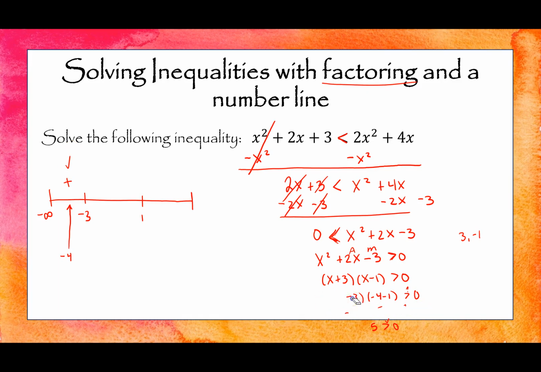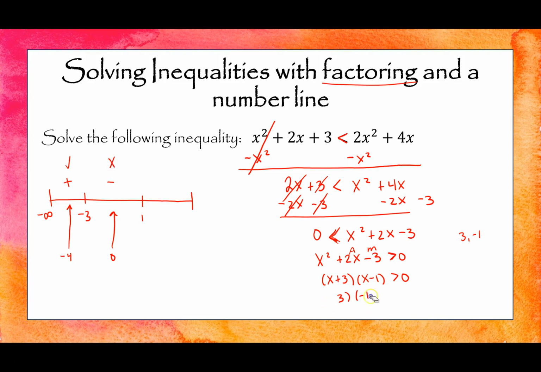Now we need to choose a different value that is in the following interval right here. I would choose 0, but you could choose anything in between minus 3 and 1. So plugging in 0 here, I get 0 plus 3 is 3, and then 0 minus 1 is minus 1. So is negative 3 greater than 0? No, it is not. So this is a negative, and this would not work.